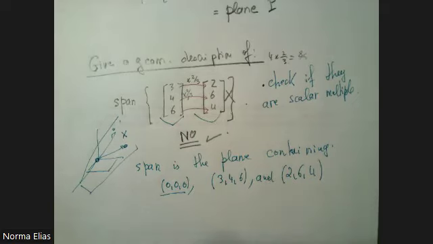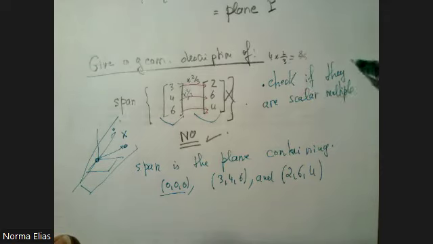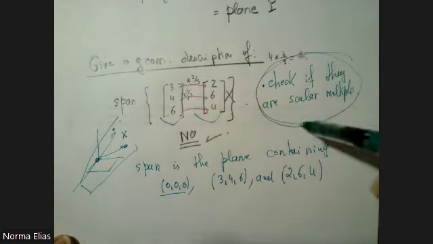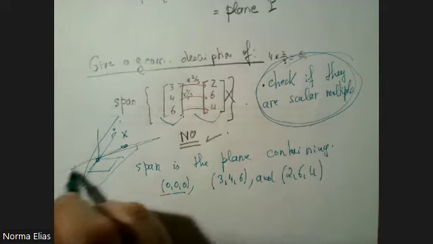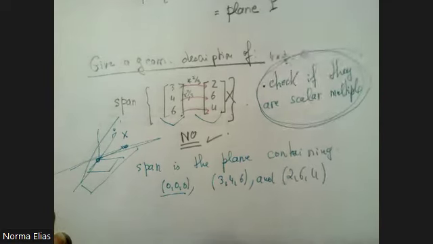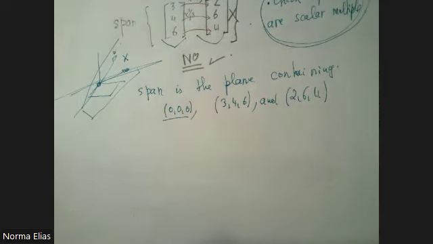So the minute you have to answer a question about the span of two vectors, that's what you have to check first. Step number 1: if they are not scalar multiples, then you get a plane. If they are scalar multiples, then you actually get a straight line.